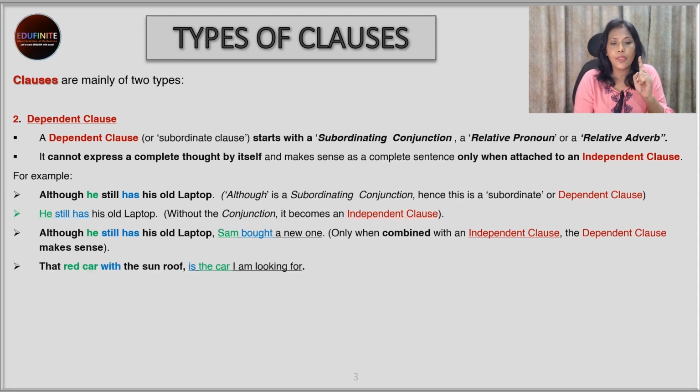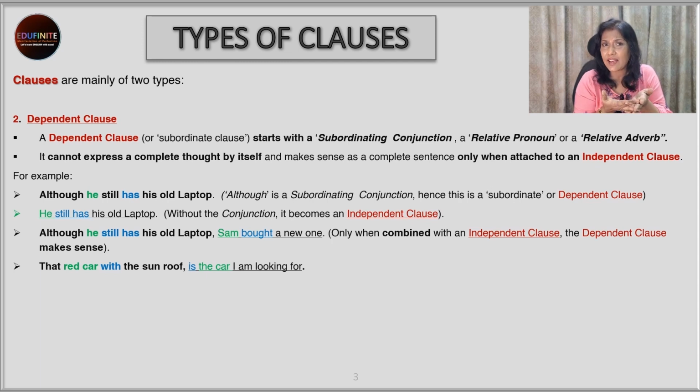Now, that red car with the sunroof is the car I'm looking for. Suppose a car is there, it's a red colored car with a sunroof, and without saying those words, if I just point at that car and say, the car I'm looking for, that makes sense. So that's an independent clause. But when I say that red car with the sunroof, you'll again look at me. What is she saying?